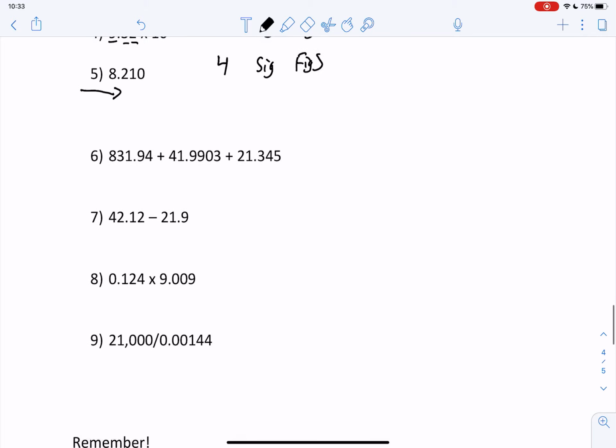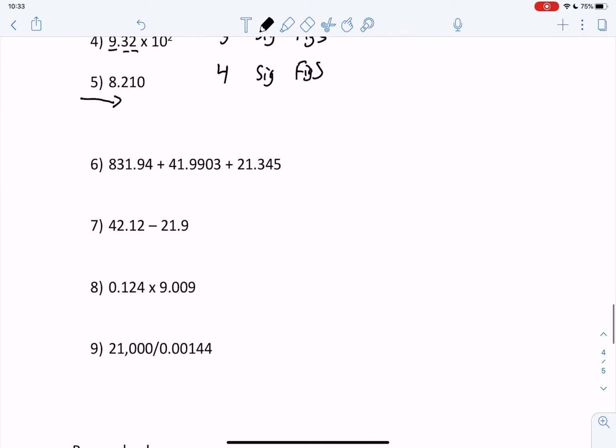All right, let's do some adding, subtracting, dividing, multiplying. So number 6, instead of lining them up, kind of a thing that I would do, I mentally just kind of check to see which one has the lowest, and that's how far I'm going to go once I find my answer. So this has 2 decimal places. This is to 4 decimal places. This one's to 3. So I know my answer is going to have 2 decimal places, or 2 numbers after the decimal place.